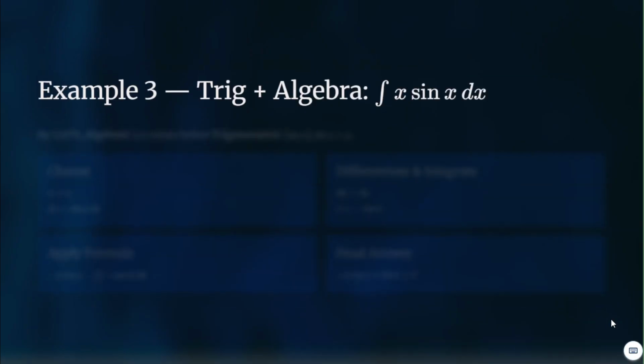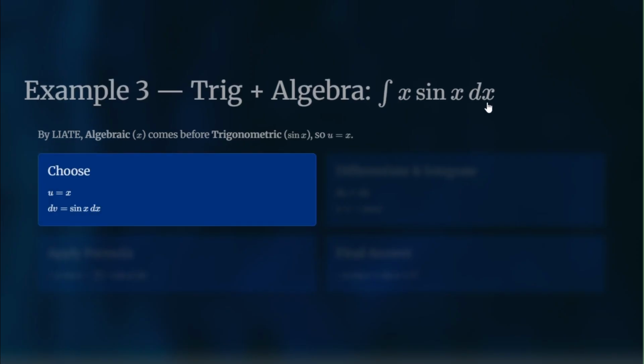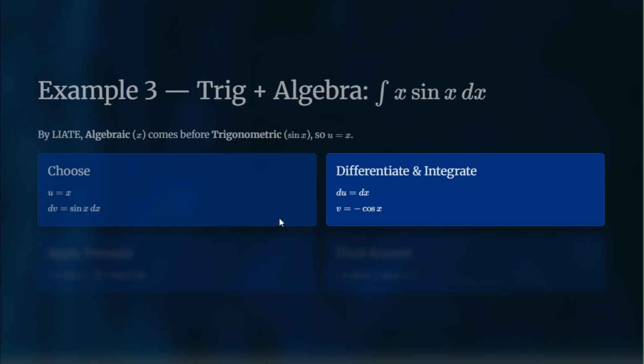Now let's take it further. We want to integrate x times sine of x dx. By the LIATE rule, algebraic comes first. So we have an algebraic term x and a trigonometric term sine of x. So u will be equal to x, and therefore dv has to be the remainder of the integrand. That will be sine x dx. The derivative of u will be simply 1 times dx, because that's the derivative of x times dx. And if we integrate dv, we can find v to be negative cosine x.